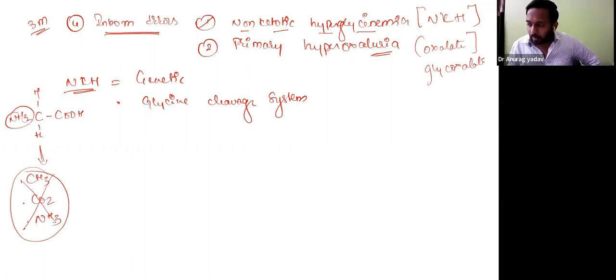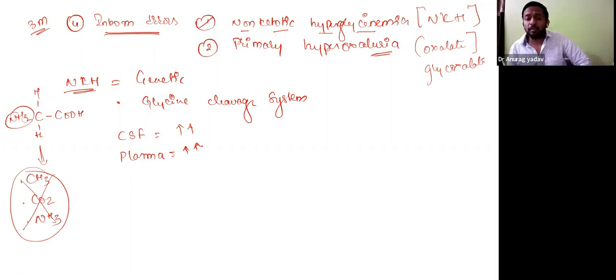So what happens if you do investigations, for example analyzing CSF? Glycine concentration is very high, an increase in glycine levels in the CSF. CSF is derived from plasma, so when CSF is high, definitely the plasma concentration is also high. The most commonly affected organs are the brain, kidney, and liver. Liver is the major site of metabolism.